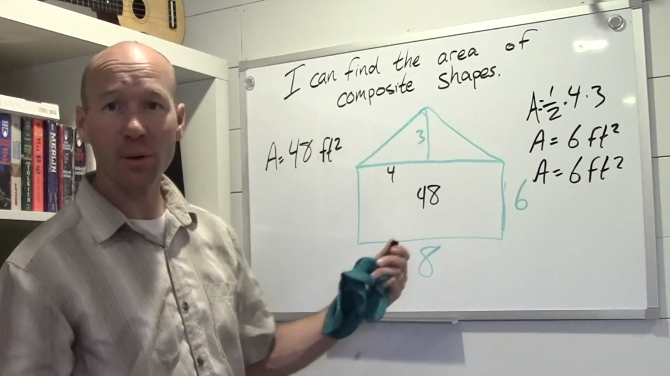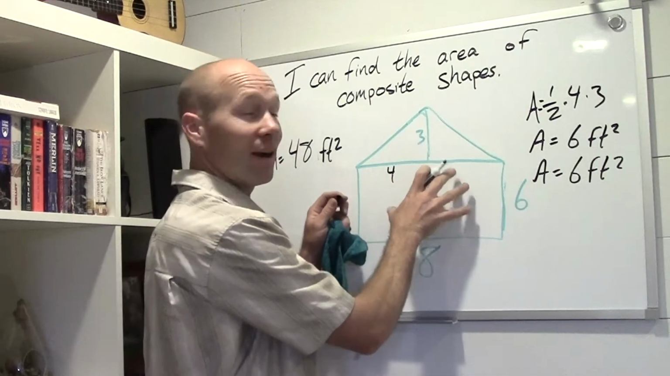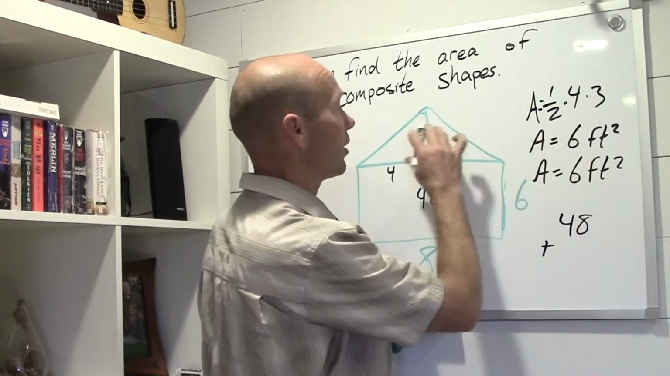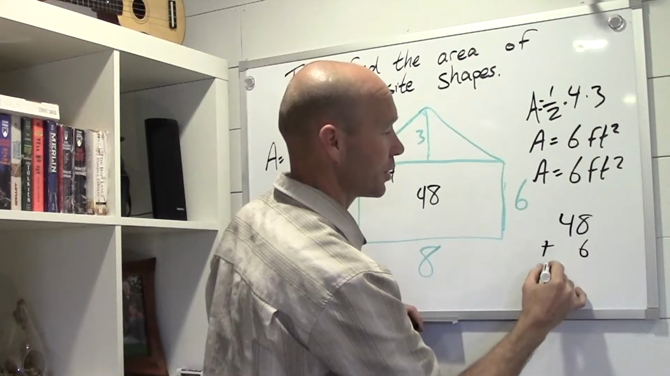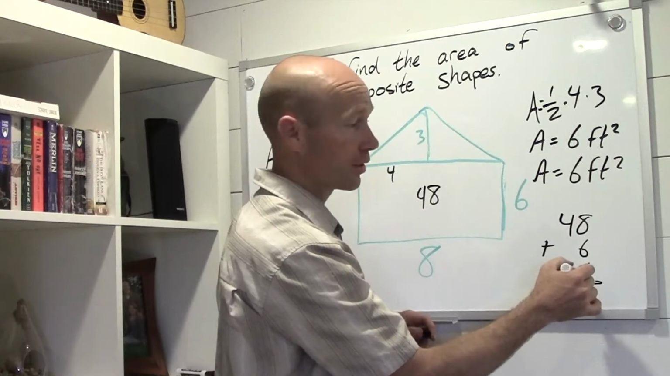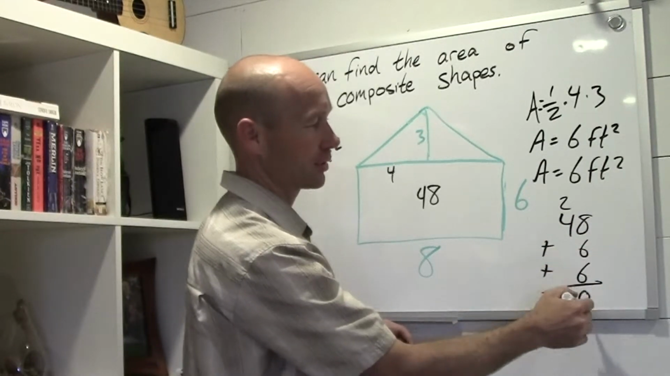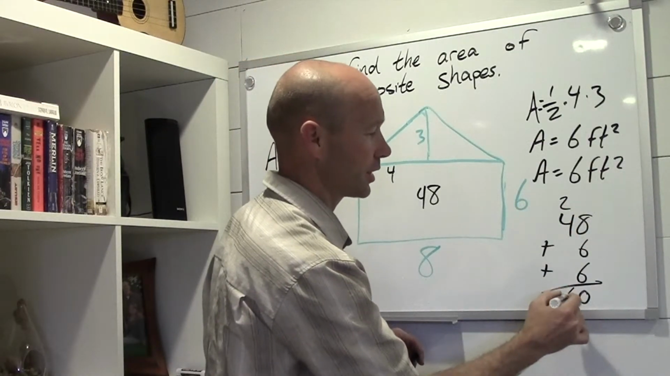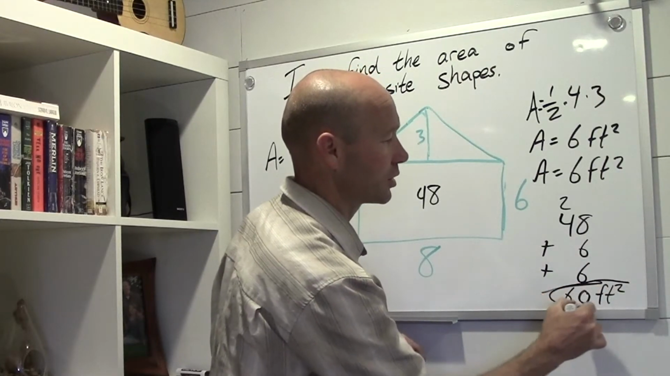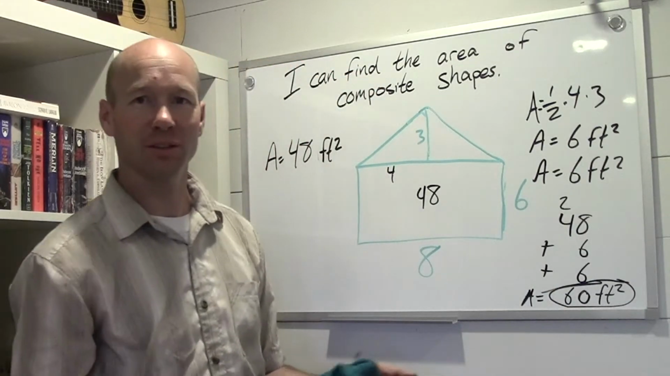And so the entire thing, how do I find the whole area of this entire shape? Well, I'm going to add the area of my rectangle, which is 48, plus the area of this triangle, which is 6, plus 6. 6 plus 6 is 12. And 48 plus 12 is 60. I get 60 feet squared is my total area. The area of the whole thing is 60 feet squared.